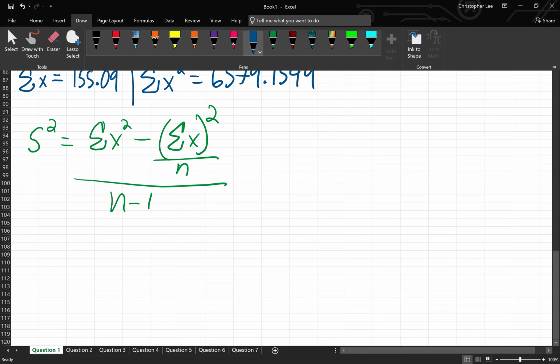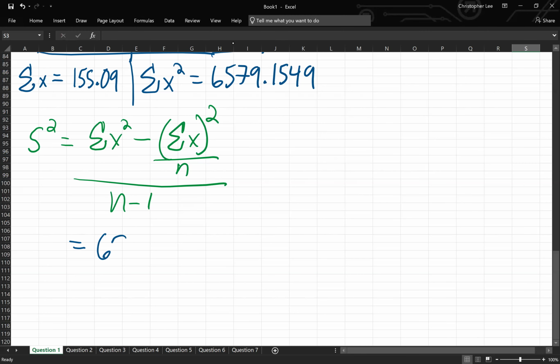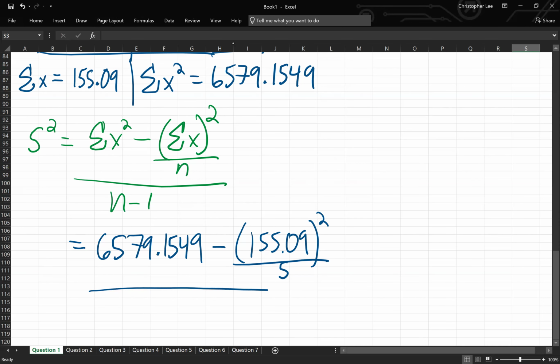Plug in the numbers. So I have the 6,579.1549 minus, open parentheses, the 155.09, squared, divided by 5, and then all of this divided by 5 minus 1. Type this in your calculator the same way that it looks here. Don't do the top and then divide it. Type it in straight and click enter. What do we get for that?